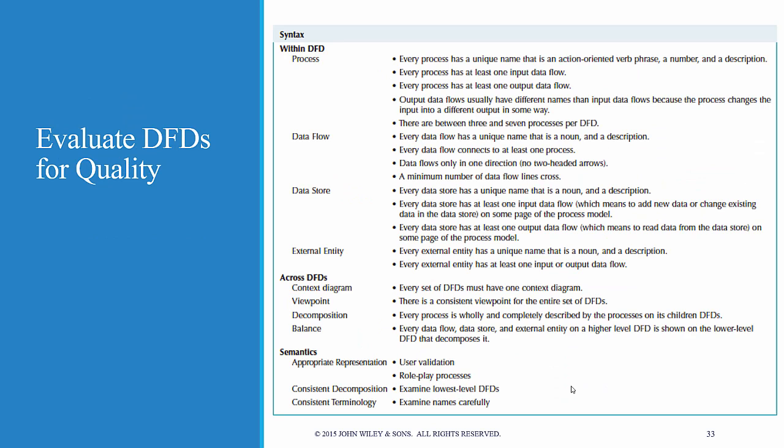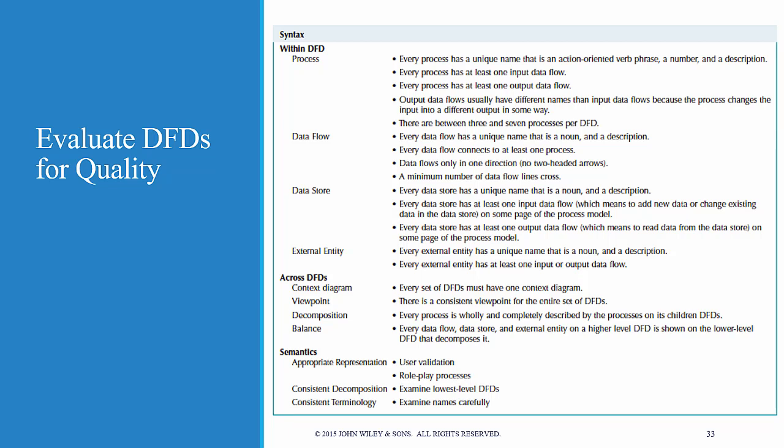You need to evaluate your DFDs for quality, and there generally are two different types of errors. Syntax errors, which refer to whether the DFD follows the rules of the DFD language, and then so-called semantics errors, that is, the meaning of the DFDs and whether they accurately describe the business processes being modeled.